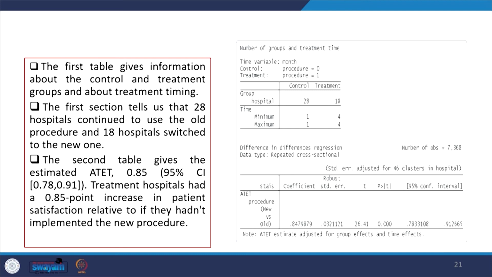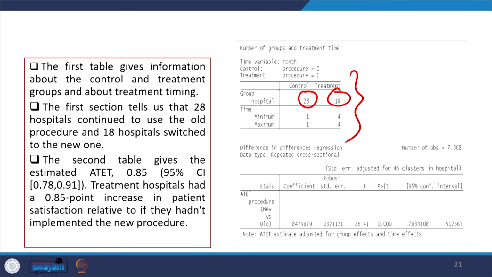So, the first table here gives better information about the control and treatment groups, and that simple description is given. This description provides an idea about how many hospitals are in the control groups and treatment groups, and their maximum and minimum observation frequencies are also mentioned in that particular table.